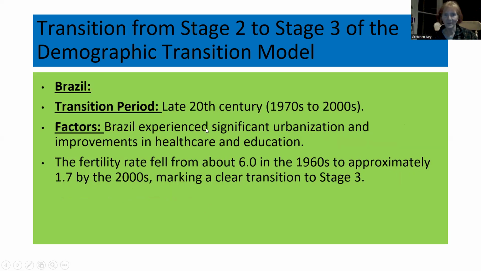In Brazil, their transition period was the late 20th century, so 1970s to 2000s. Brazil experienced significant urbanization and improvements in healthcare and education. The fertility rate fell from 6.0 in the 1960s to approximately 1.7 in the 2000s. So that's really low, making it a clear transition to stage 3.